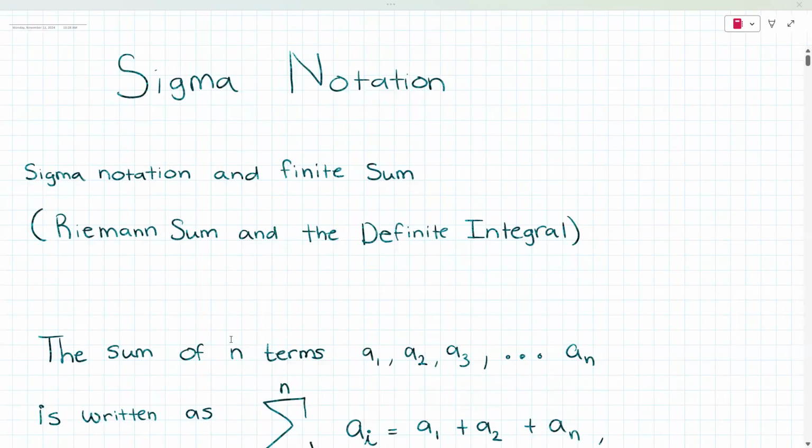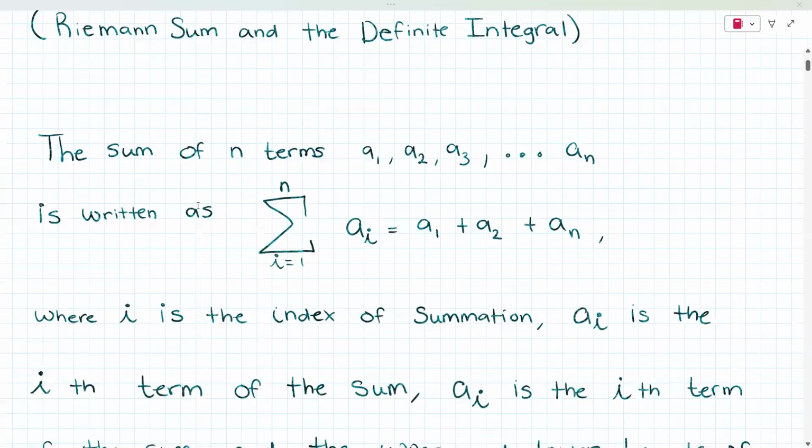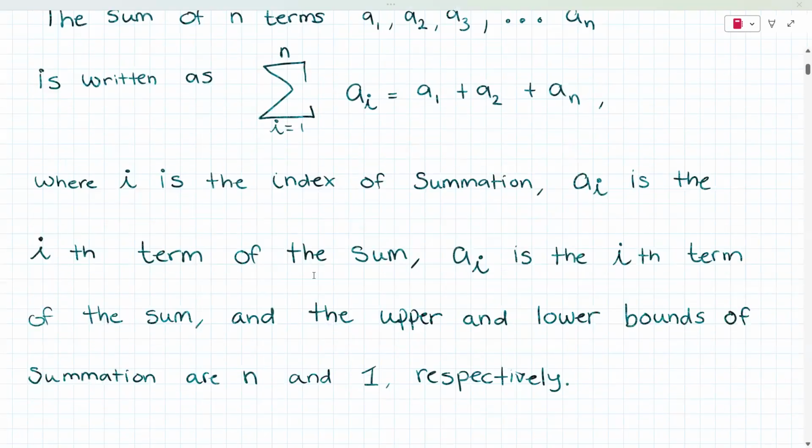So segmentation and finite sum could also be written as this. This is the segmentation, and the i represents your starting point, and then your n represents your ending point, where i is the index of summation and a_i is the ith term of the sum. The upper and lower bounds of summation are n and 1 respectively.